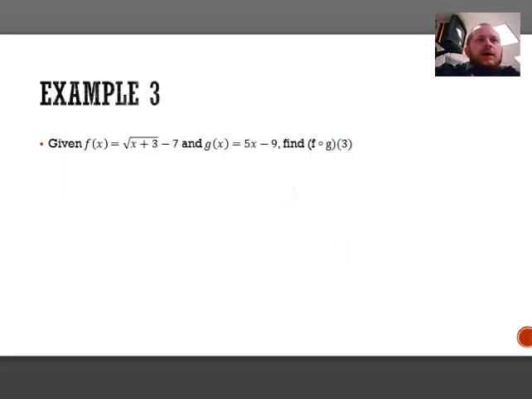I want you to go ahead and do that on example 3, where it says given f of x equals the square root of x plus 3, minus 7, and g of x equals 5x minus 9. You're going to find f of g of x, which is going to be 3 in this case. Do this example on your paper. Have it ready for the beginning of class tomorrow, and we'll be ready to go. Appreciate your time.